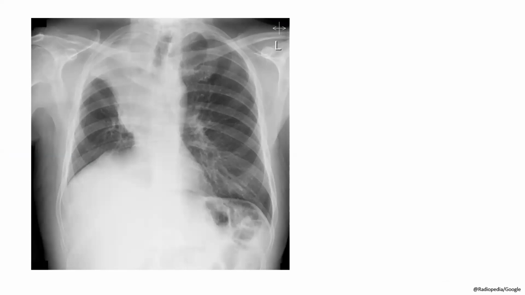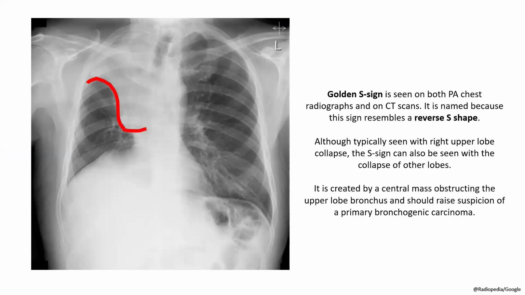What is this sign? This is the Golden S sign, which is seen on chest radiograph, and it is also known as the reverse S sign. It is seen when there is a central mass which obstructs the bronchus, predominantly the upper lobe bronchus, and it raises the suspicion of primary bronchogenic carcinoma.